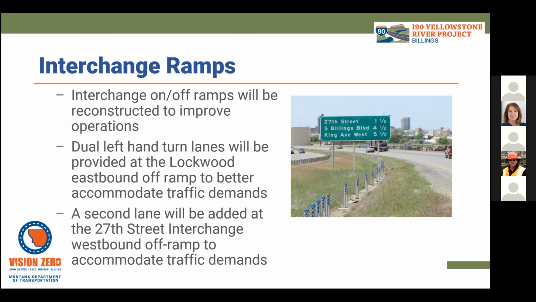A second exit lane will also be built at the 27th Street interchange westbound off-ramp to accommodate traffic demands. This is one of the few areas along the project that will require new right-of-way acquisition. And it'll just be a sliver from some existing parking area and will not impact any existing structures.